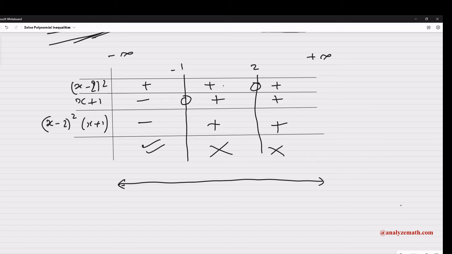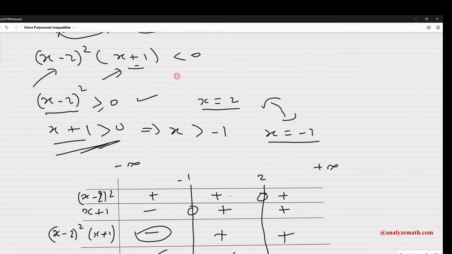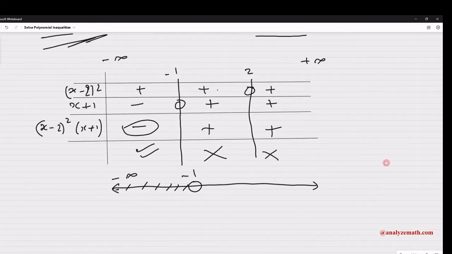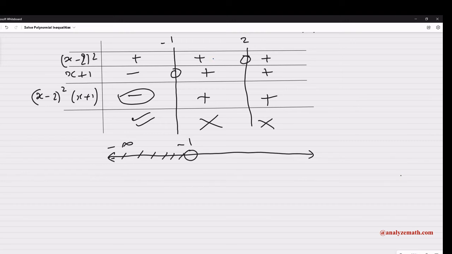So this is negative. The product is negative from minus infinity to negative 1. Open circle, because minus 1 is not a solution, because there is no equal here. It's strictly less than. Now we're using the interval. It will be minus infinity to minus 1, and then using inequality, x less than minus 1. So number line, interval, and inequality symbol.